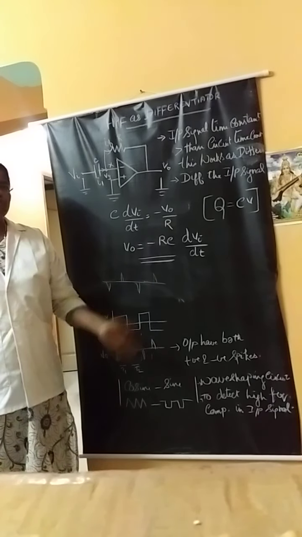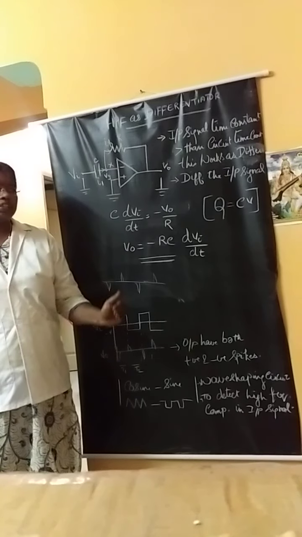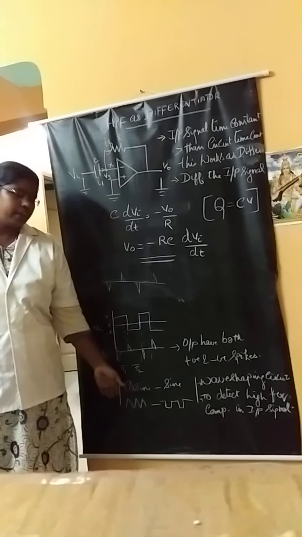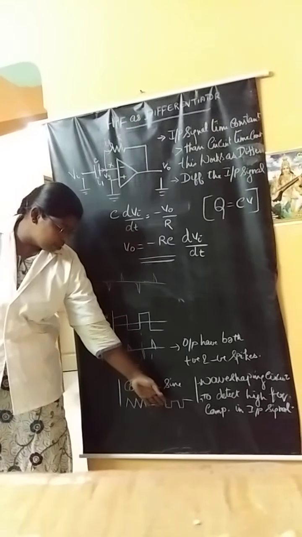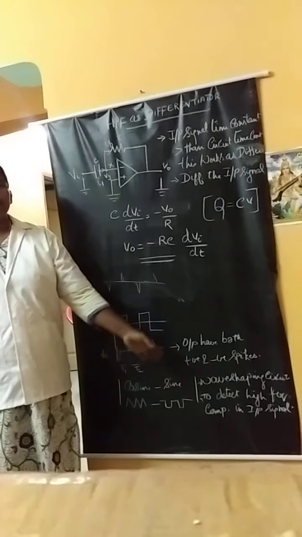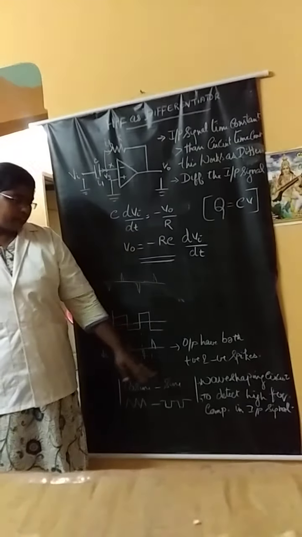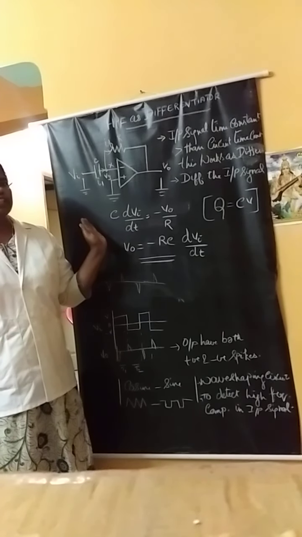These are the applications of the differentiator. What are all the applications of the differentiator? The differentiator is used as wave shaping circuits. For example, when a triangular wave is given, you will get a rectangular, that is square wave, output. When a cosine wave is given, the output is a sine wave. And to detect the high frequency component in the input signal, for that purpose also we use the differentiator.